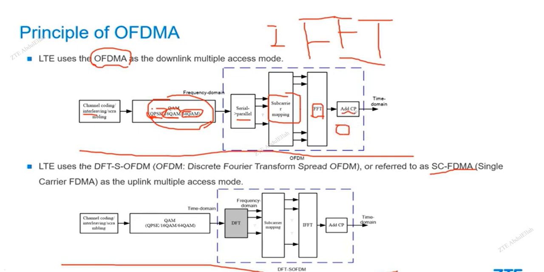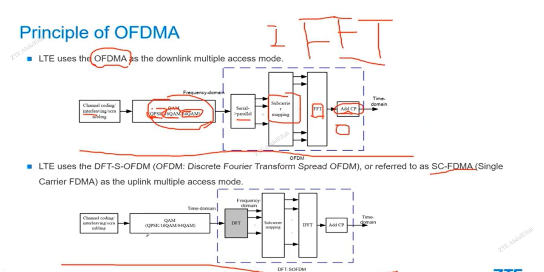We need to add CP. CP is a cyclic prefix. Why? Because if we do not add CP and transmit our signal, it will have two different interferences. The first is intersymbol interference. The second is intercarrier interference. So after adding CP, we can avoid intersymbol interference and intercarrier interference, and then you can transmit. So this is downlink OFDMA.